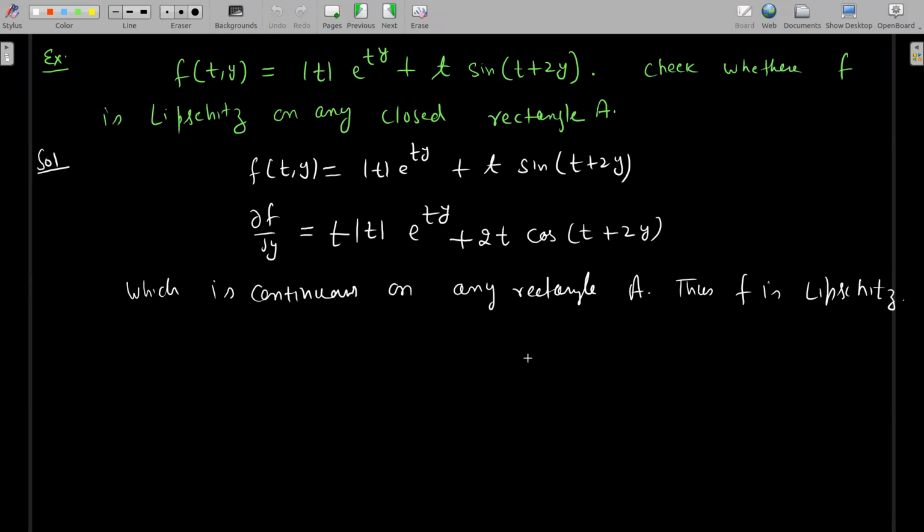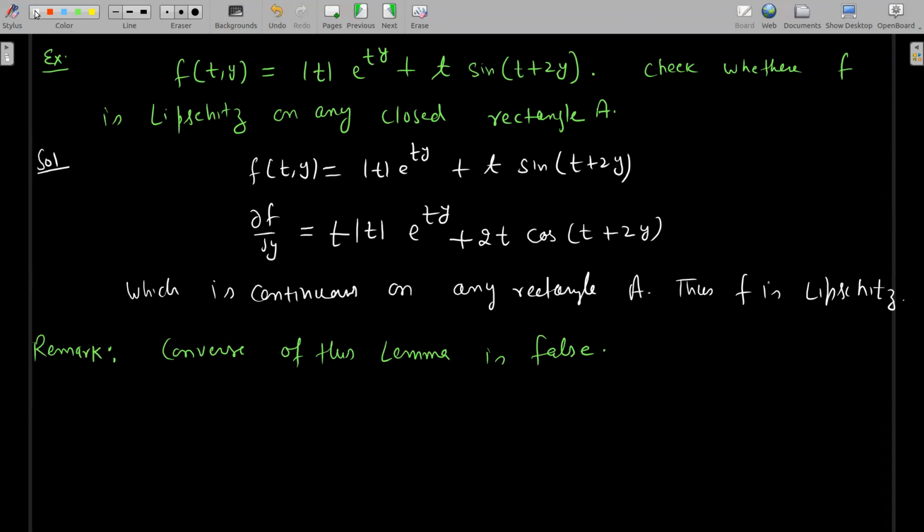Okay, so just write its derivative and check the continuity of the derivative. If it is continuous, then it is Lipschitz. And one important remark: converse of this lemma is false, or you can say it is not always true. Converse of this lemma is false.